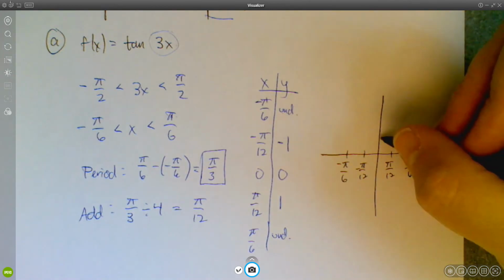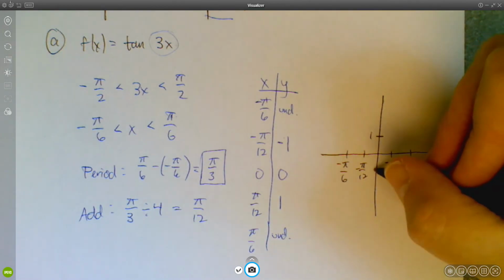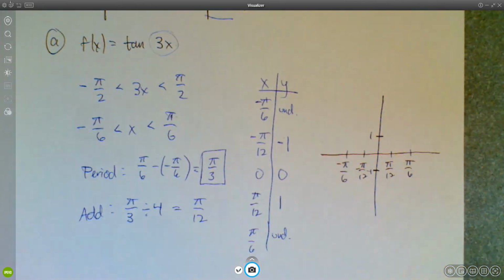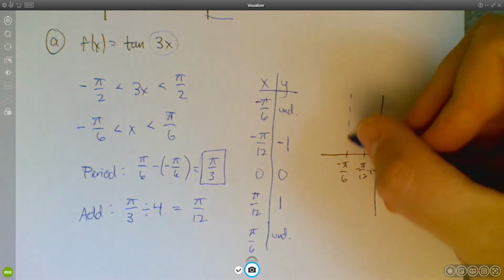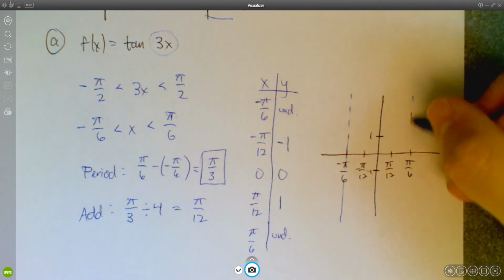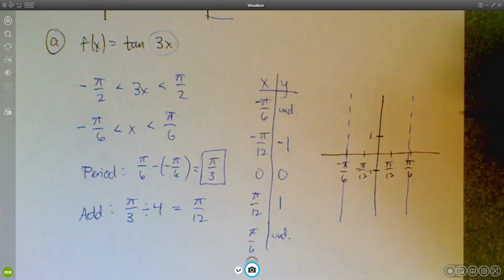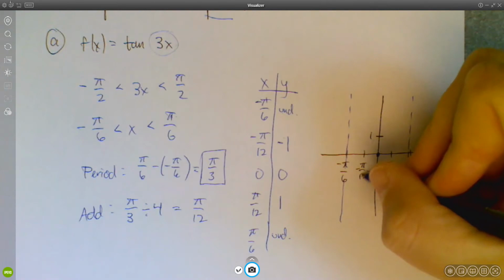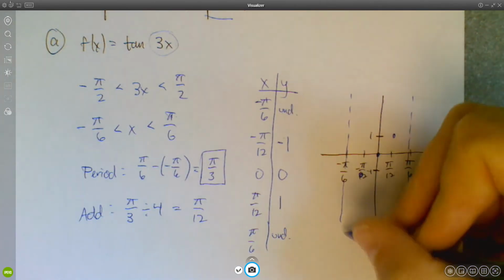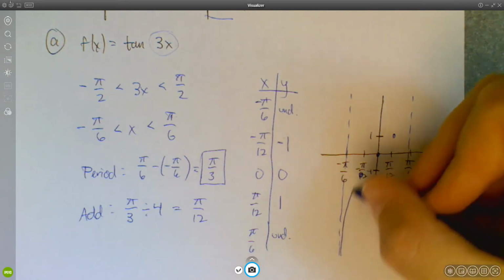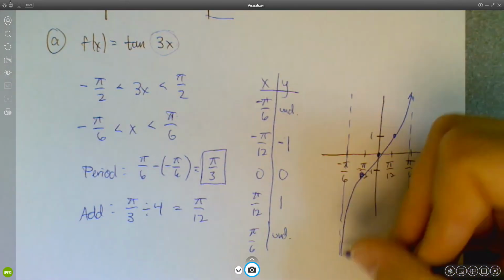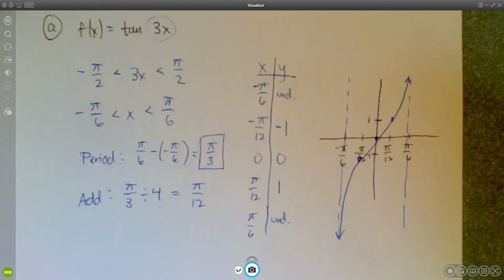So remember, the labels are really important, right? They're really what makes the graph. So, asymptotes here and here. 0 here, negative 1 there, positive 1 there, and then you draw kind of like a cubic looking thing. Okay? And there's the tangent function.